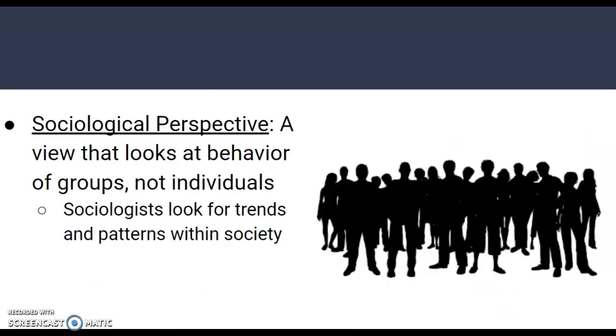The sociological perspective is a view that looks at behavior of groups, not individuals. So we're looking more for trends and patterns within a society than we are looking at the individual. This class focuses on why groups do certain things and less on why an individual decides to do something.